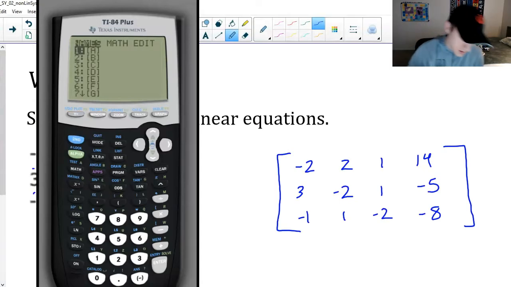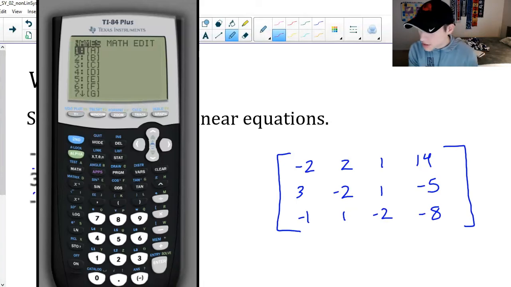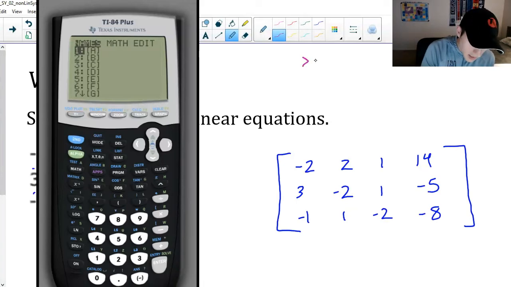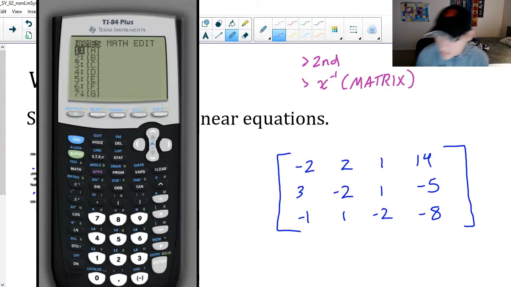and it should bring up a page like this. Again, your matrix button might be somewhere different, but if you have a TI-84, then you click second, x to the negative first. So basically, that's the matrix button. All right, it brings up a page like this.